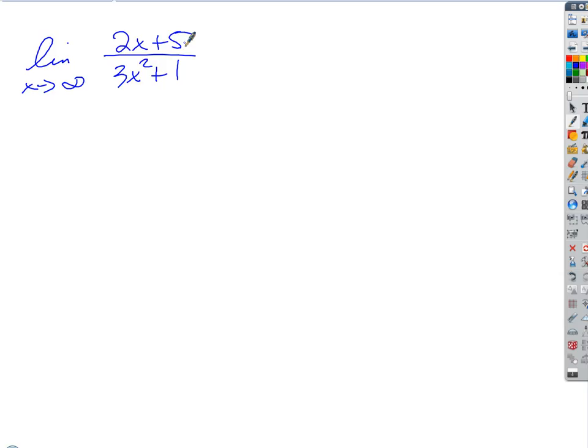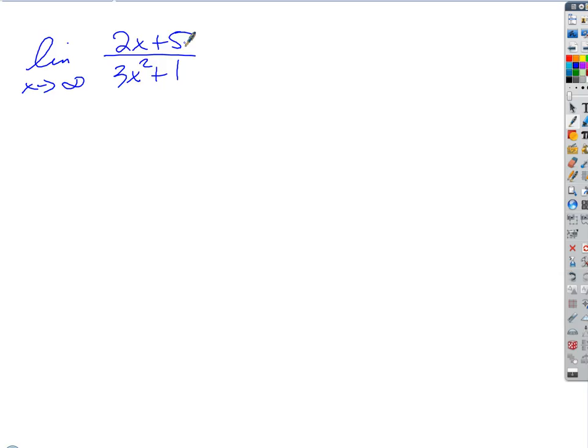What if the x squared is on the top? Then it would get infinitely big, wouldn't it? Because the top would be the one dominating. So it would be infinity. And if they're the same, you take the ratio of the leading coefficients. Okay, so let's prove this though.